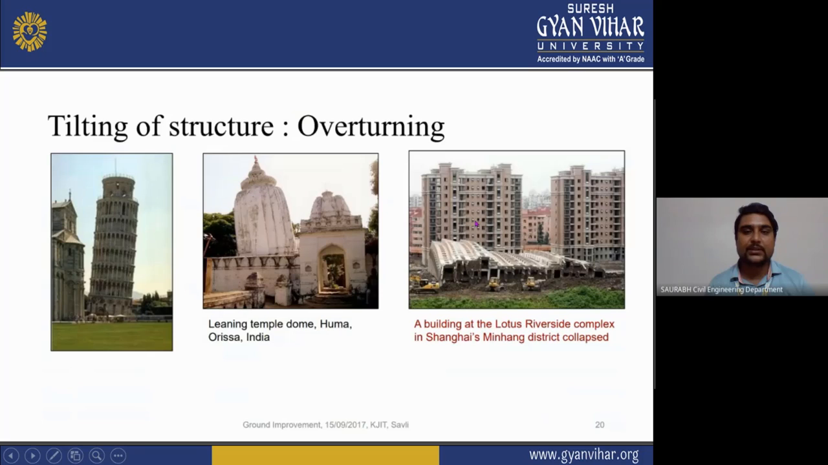As you can see here, there are some structures showing tilting and overturning. One is the leaning temple. This is the Pisa tower, as we all know, and it is tilted because of the soil under the ground. Leaning of a temple dome, Orissa, India. This is the temple, as you can see, and a building of the Lotus Riverside Complex in Shanghai, Minhang district, collapsed. As you can see here, this building collapsed due to the soil.